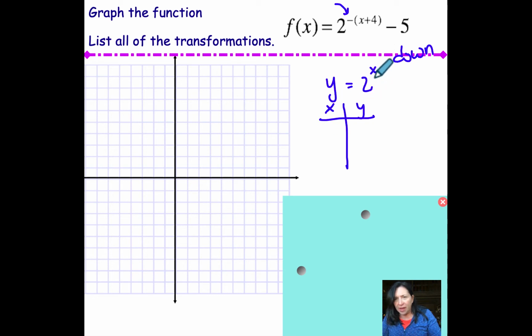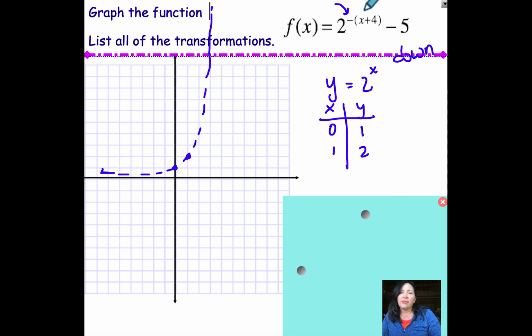I'm going to plug in, because x is my variable up here, 0 and 1 here. So 2 to the 0 power is 1. And 2 to the 1 power is 2. So we have 0, 1. And then we have 1, 2. And so this is my exponential. I'm going to dot it. It looks like this. Okay. And it's going to go up like that.